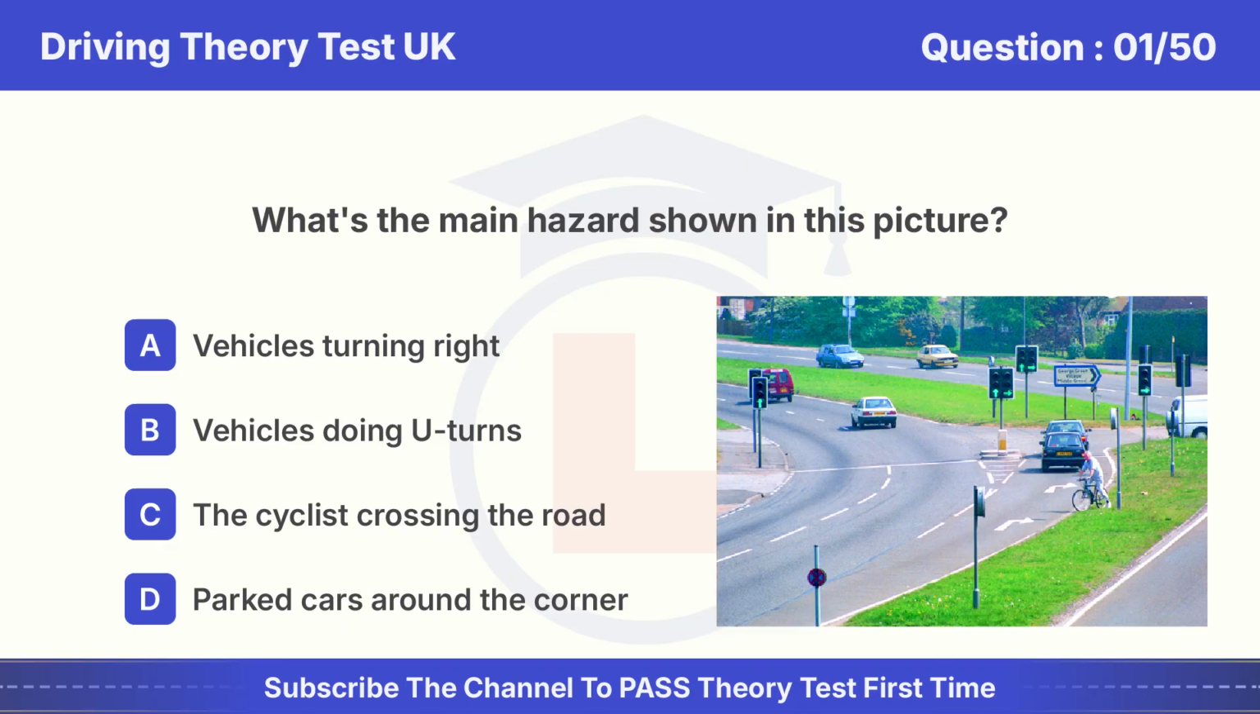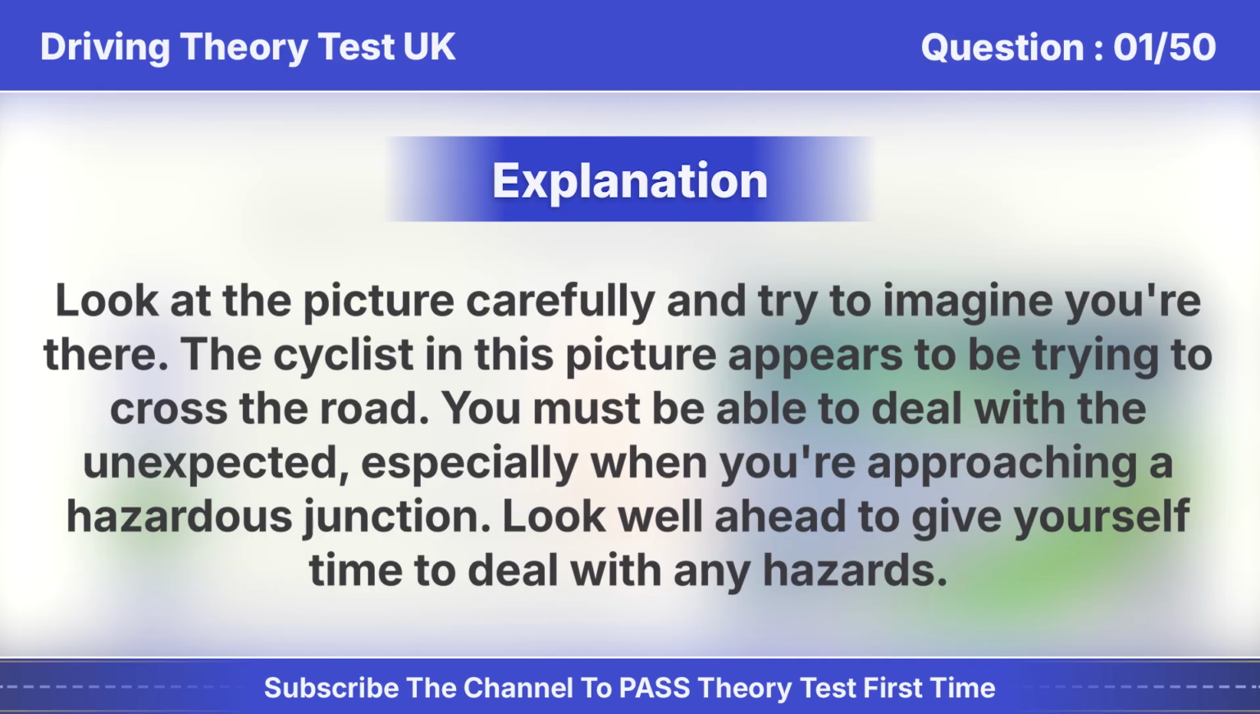Question 1. What's the main hazard shown in this picture? Answer is C. The cyclist crossing the road. Look at the picture carefully and try to imagine you're there. The cyclist in this picture appears to be trying to cross the road. You must be able to deal with the unexpected, especially when you're approaching a hazardous junction. Look well ahead to give yourself time to deal with any hazards.